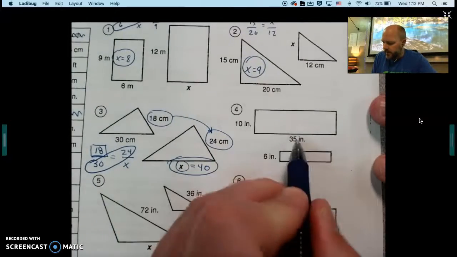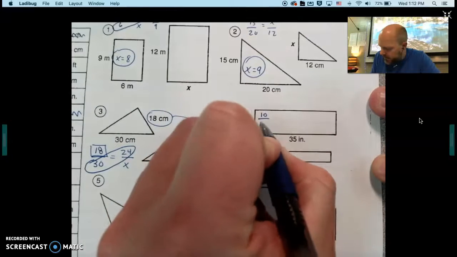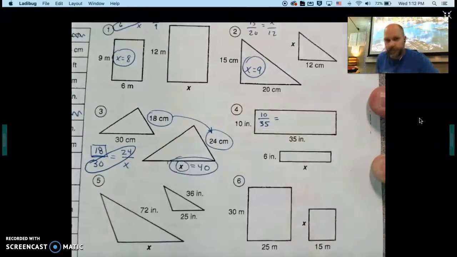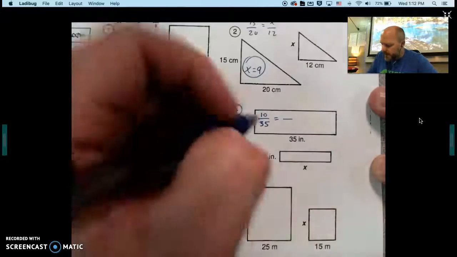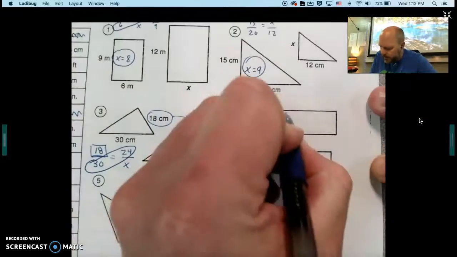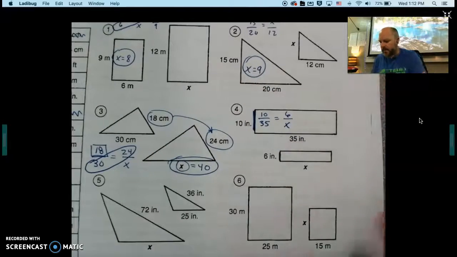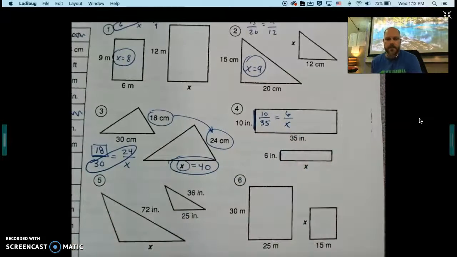I have 10 and 35, so I'm going to set up my proportion. I'm going to do it in this box. 10 and 35 go together. And the corresponding side to this 10 side right here is this 6. So I'm going to put 6 on top and then x on bottom because x and 35 are the bottom lengths of the similar figures.